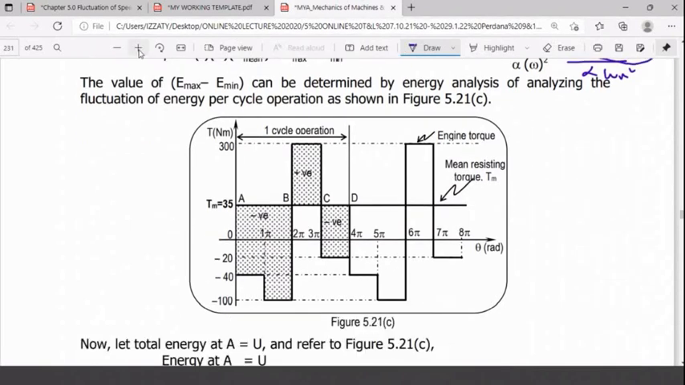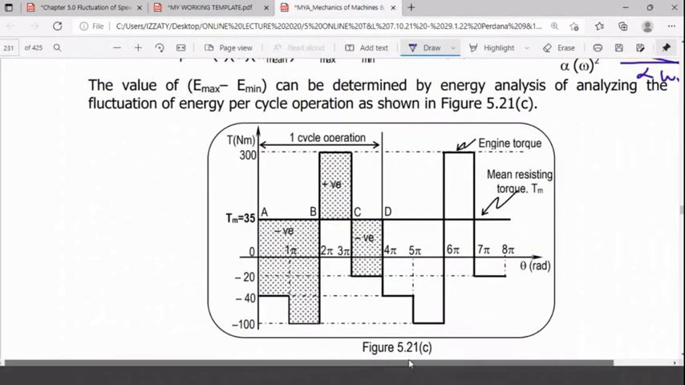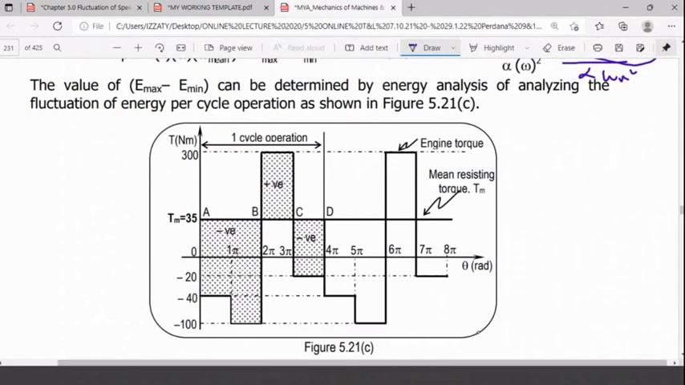If I can make it a bit bigger, yeah. You have 35 just now. You cut the line at 35. And I'm going to focus on one cycle. And this is the internal combustion engine. What you have is the area above T mean will be considered positive. Below T mean is equal to negative.